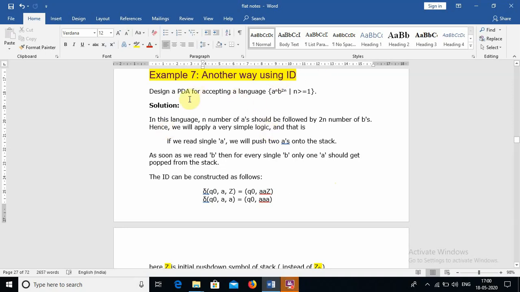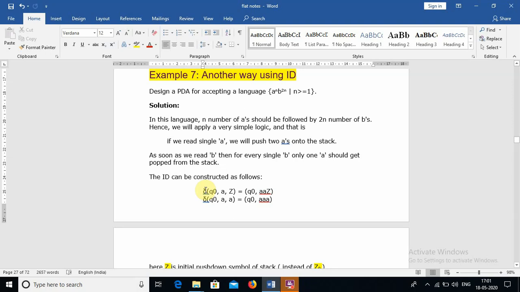So, designing a PDA by using IDs, instantaneous descriptions. Here the language is a^n b^2n, where for one a, two b's appear, and n is greater than or equal to 1. The same conditions, but we are doing it in a different way here. First we construct IDs. What is an ID? Actually, a triplet.